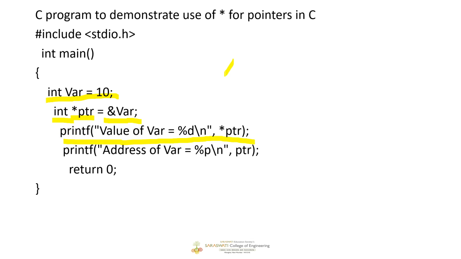Now let's try to understand this. We are writing star ptr. So star, I'm putting a bracket to make it simpler for you. Star ptr. What is ptr? ptr is ampersand, sorry, getting very bad handwriting.